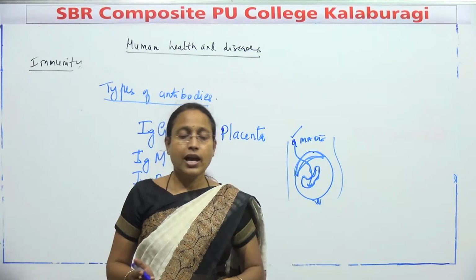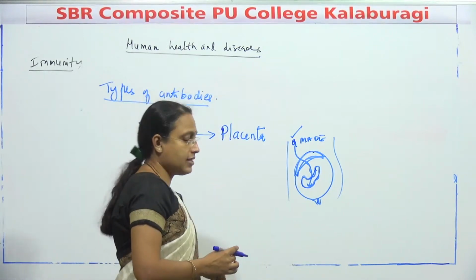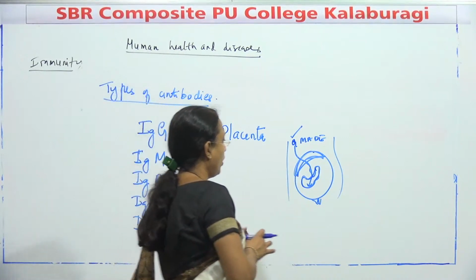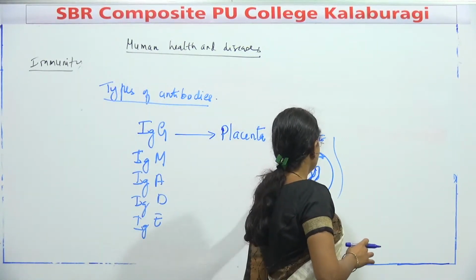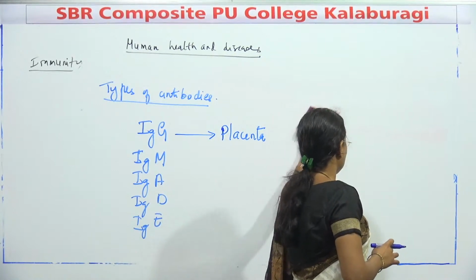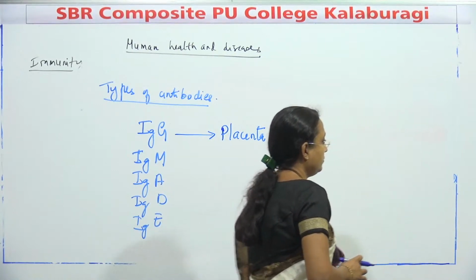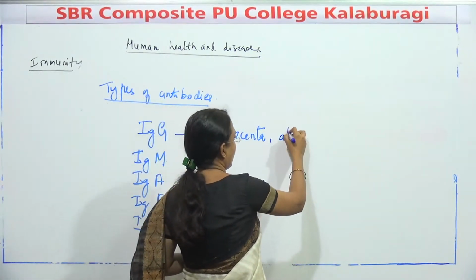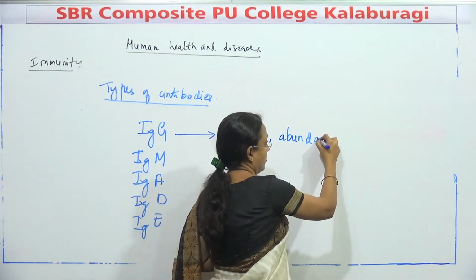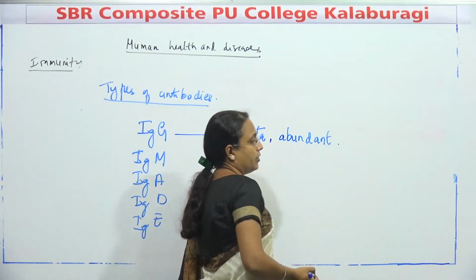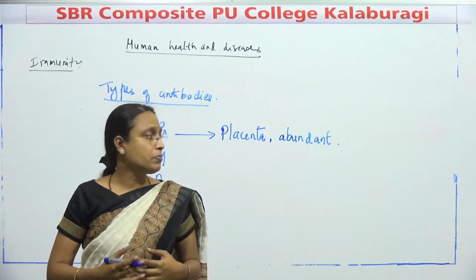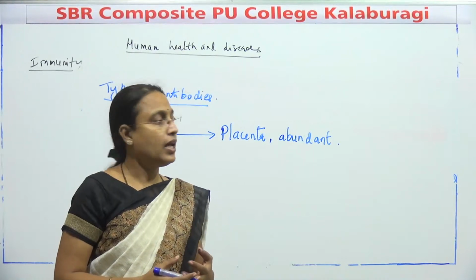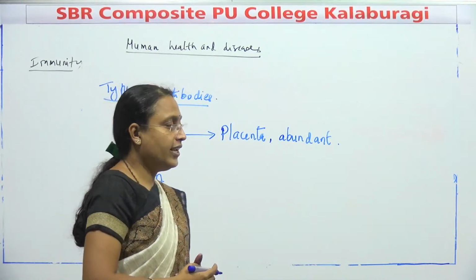And one more feature you should know is that IgG is the most abundant antibody. Among all the antibodies, the one present in the highest concentration, the most abundant antibody, is nothing but IgG.